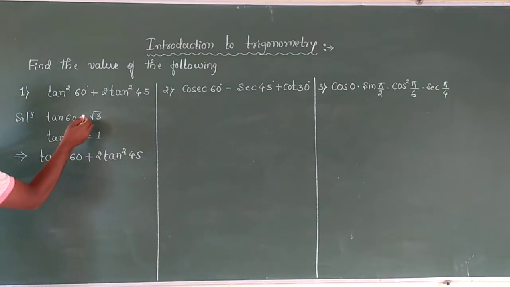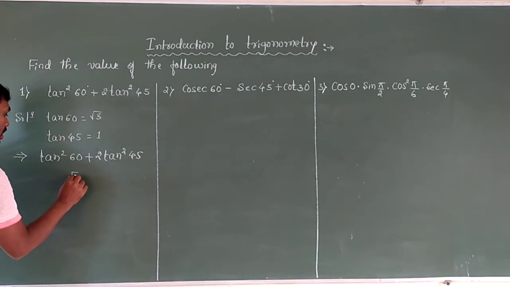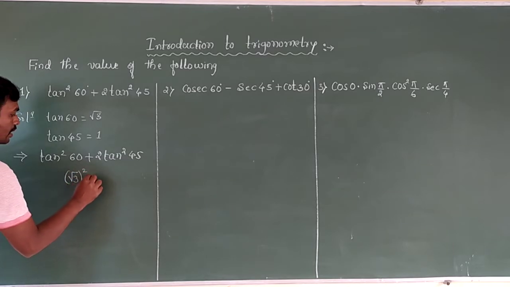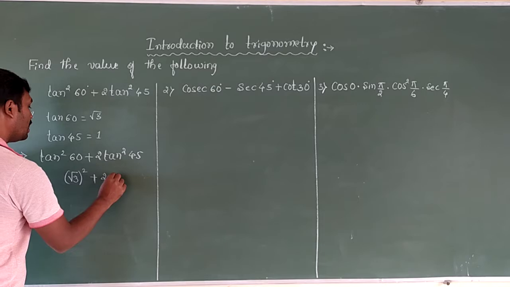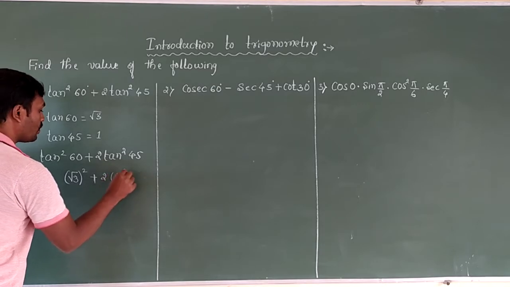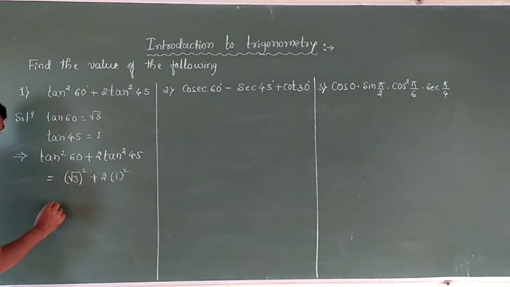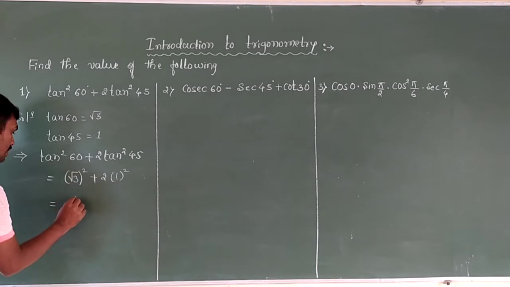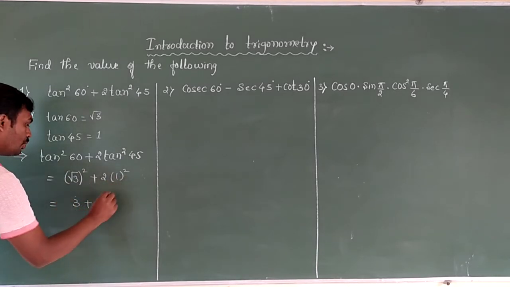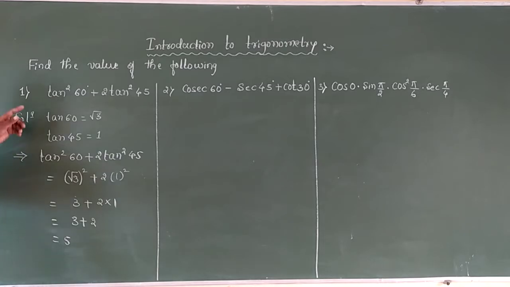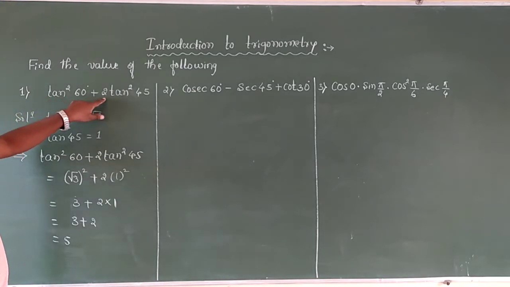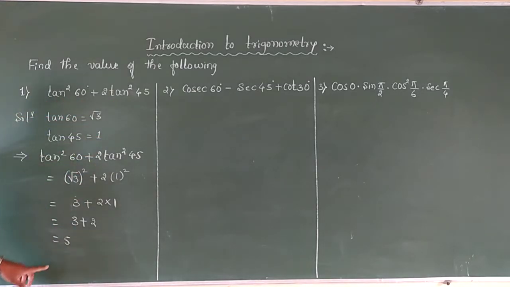Tan square 60 means root 3 square, plus 2 tan square 45 is 2 into 1 square. So root 3 whole square is 3, plus 2 into 1 square is 2. So this is equal to 3 plus 2, which is 5, children. So the value of tan square 60 plus 2 tan square 45 is 5.